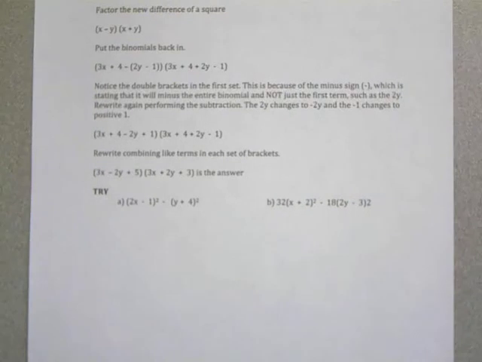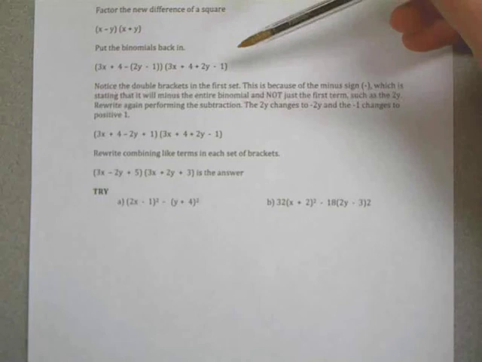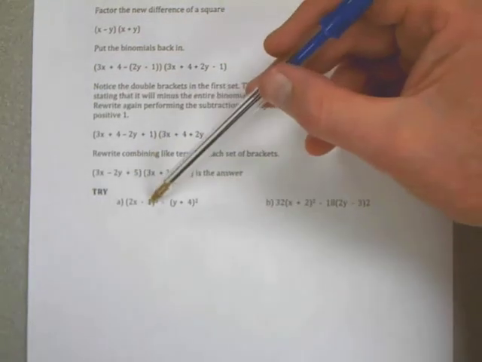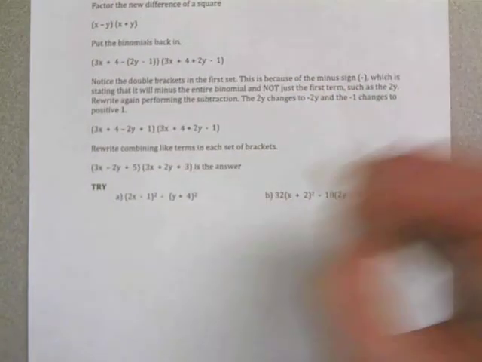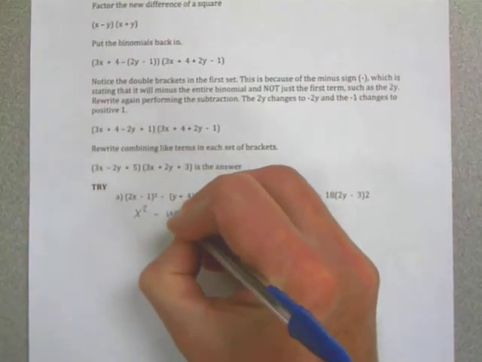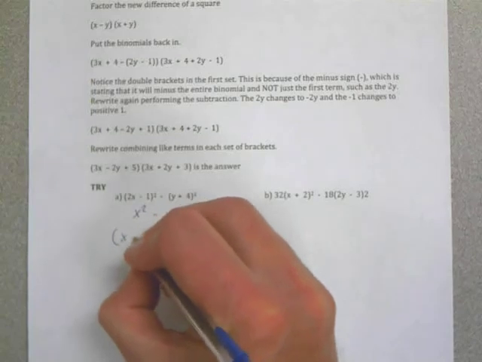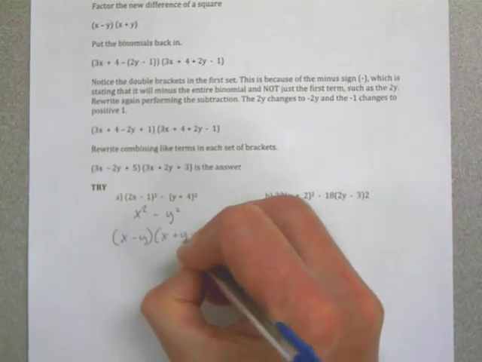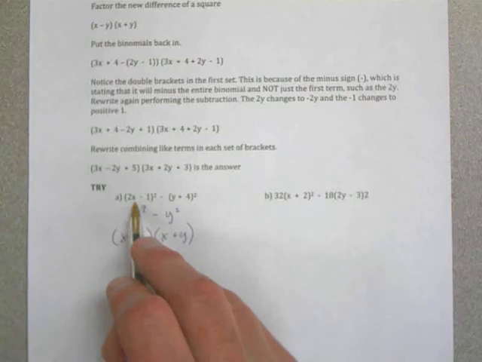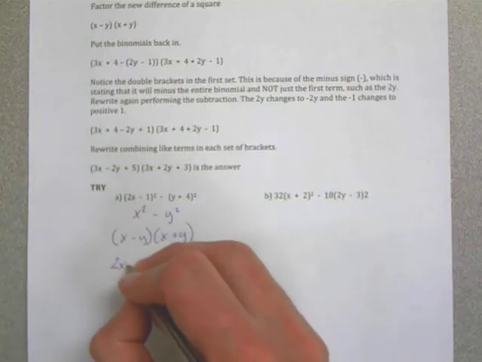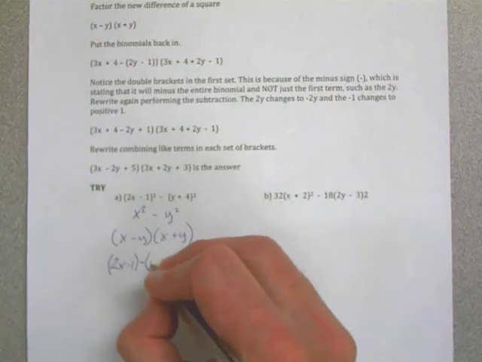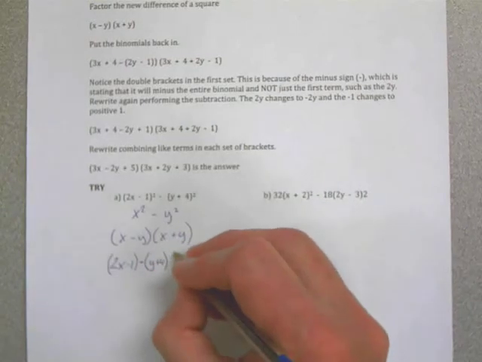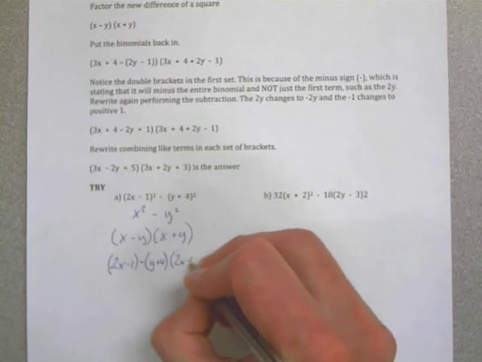And the last one we're going to look at deals with factoring the new difference of a square. So once again, we take a look at it. I see there are some different terms in there, but it can be doable because of the difference of a square. So I got x squared minus y squared, which is equal to x minus y times x plus y. Because I substitute the x in for 2x minus 1, and I bring it back in. 2x minus 1 minus y plus 4 times 2x minus 1.